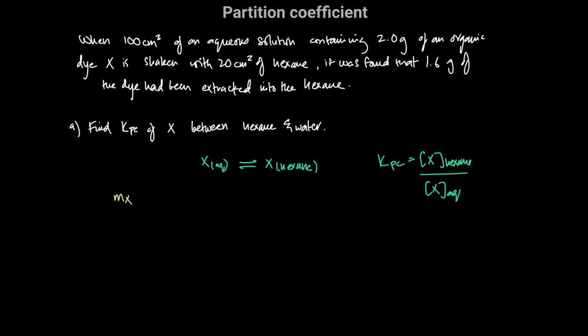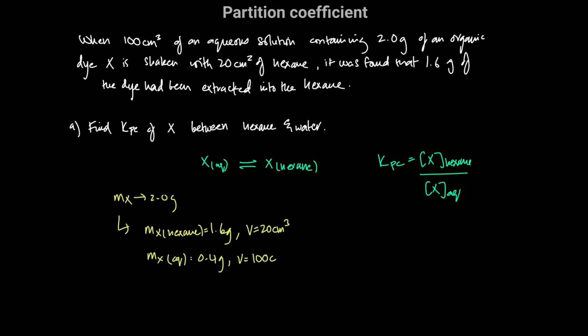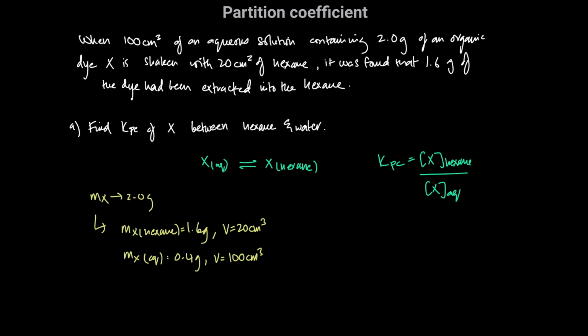Now again, the initial mass of X is 2.0 grams, right? After the extraction, we have mass of X in hexane is equal to 1.6 grams, and the volume is 20 cm cube. So therefore, from the 2 grams, 1.6 grams were extracted into the hexane. So the remaining 0.4 grams are in the aqueous layer, right? So that is 0.4 grams. The volume was 100 centimeter cube. So again, we'll just use our concentration.